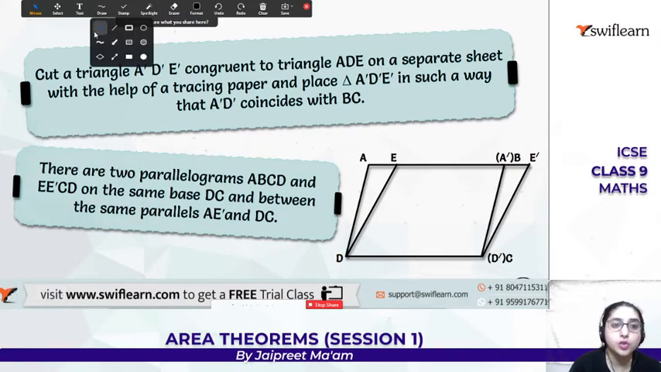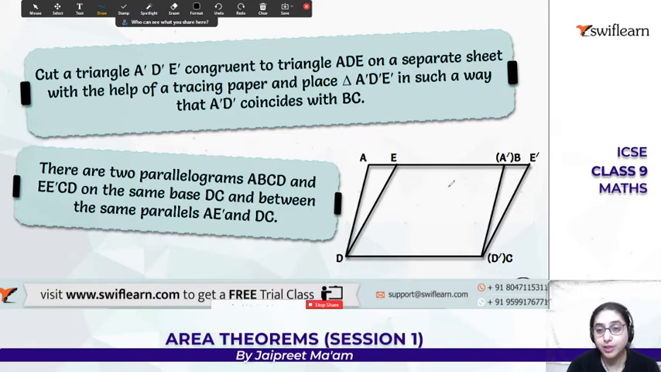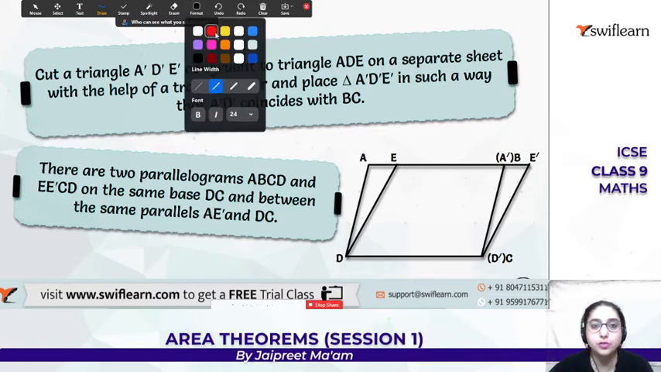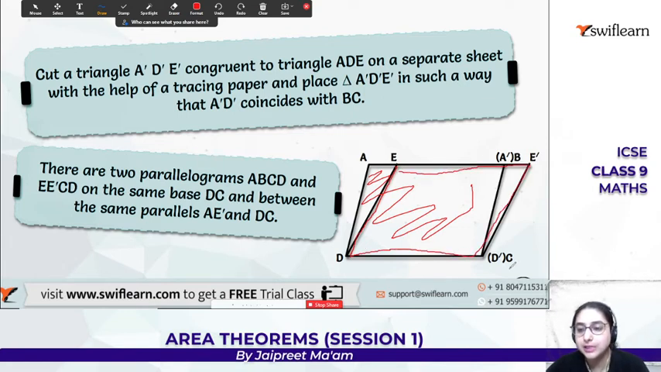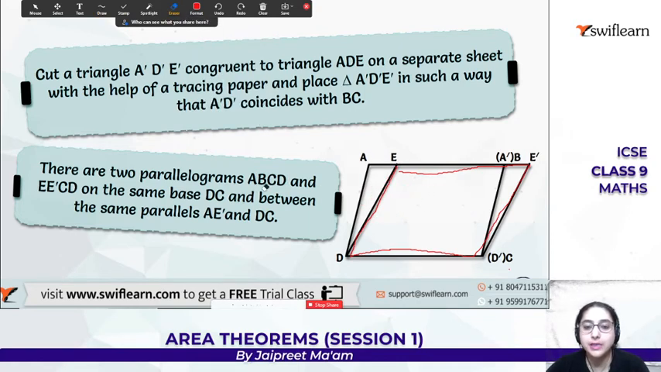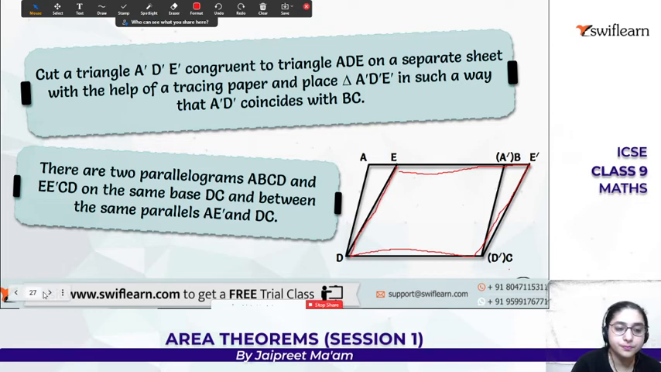So there are two parallelograms, ABCD and E'DCE, like this. I will use a different color to make you understand. This will be one and this will be the other. One is E'D'CD, another is simple ABCD, and another is EDCE. So there are two parallelograms in the figure.